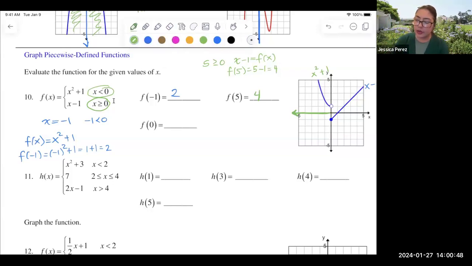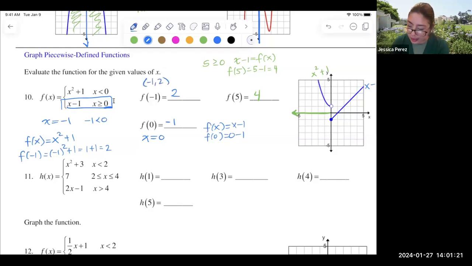Now the last one is the tricky one because it's saying x is equal to 0. But you see a 0 here and a 0 down there. The only difference is saying you're equal to 0. The only one that is actually equal to 0 is the bottom one. See how it has greater than or equal to? So that means I'm only going to be substituting into x minus 1. So f of 0 is 0 minus 1, which is -1. And those are the corresponding points. So if I have -1, 2, I have 5, 4, and then I have the point 0, -1. And that exactly lies on that graph.